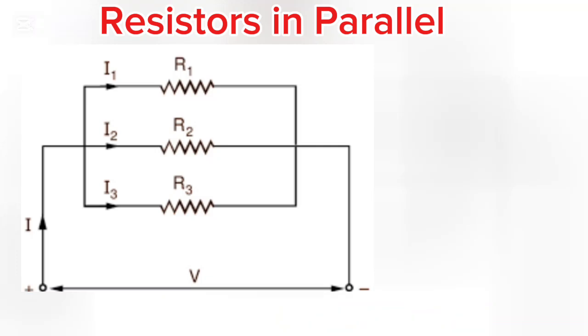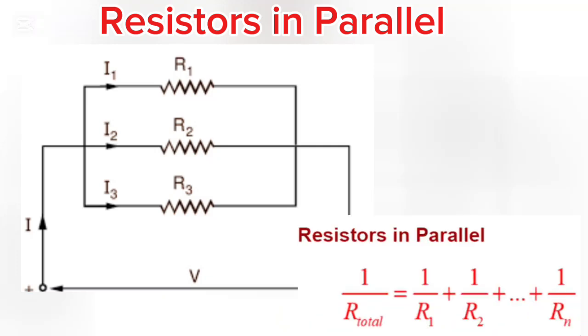The total resistance. The inverse of the total resistance is the sum of the inverses of the individual resistances. 1 over R total is equal to 1 over R1 plus 1 over R2 plus 1 over R3 plus 1 over Rn.